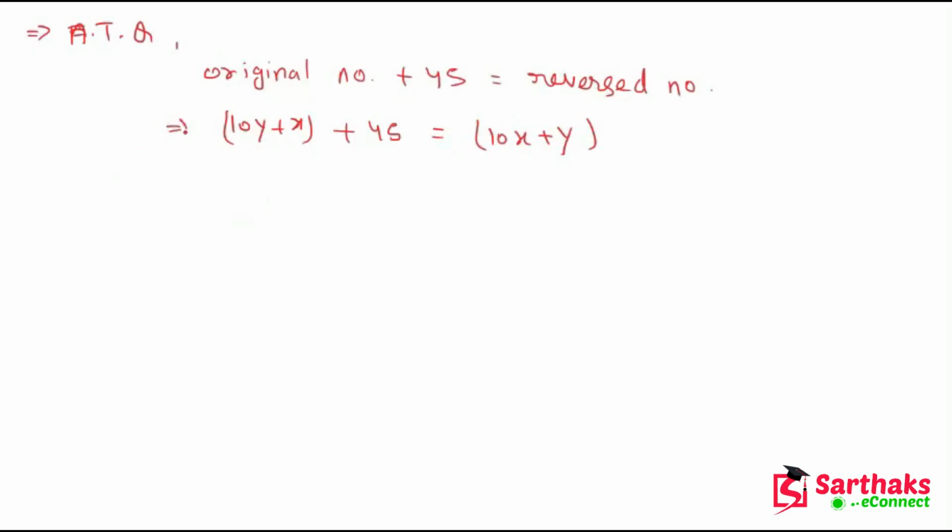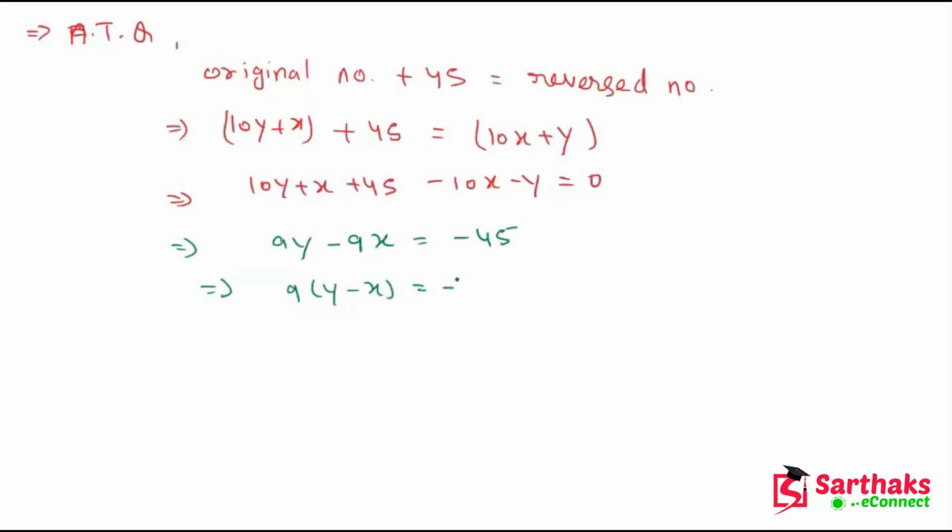Okay, so after solving this expression, here this will become 10y plus x plus 45, and we have to shift, so this will become minus 10x minus y equals 0, because if we shift these numbers to the LHS, the signs will be changed. Here you can see 10y minus y is 9y, x minus 10y is minus 9x, got it, and here this is minus 45.